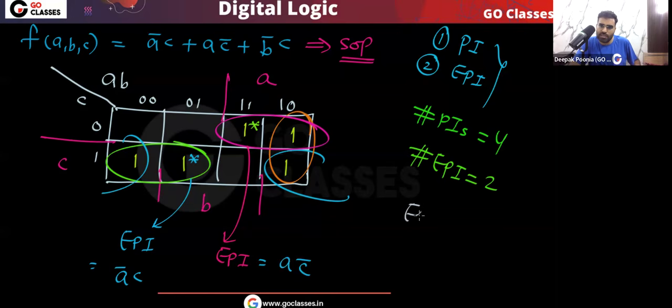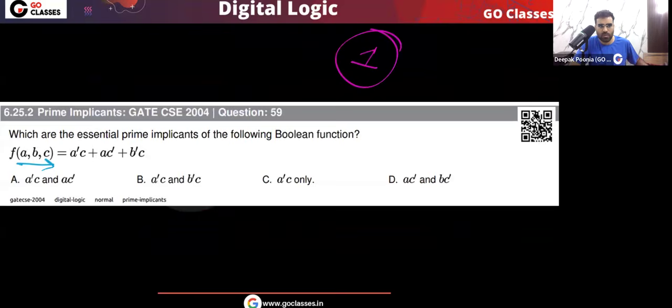So remember, the EPIs are A bar C and A C bar. So for this question, the answer will be A bar C, A C bar. The answer is option A. Okay, very easy. I hope you understood.